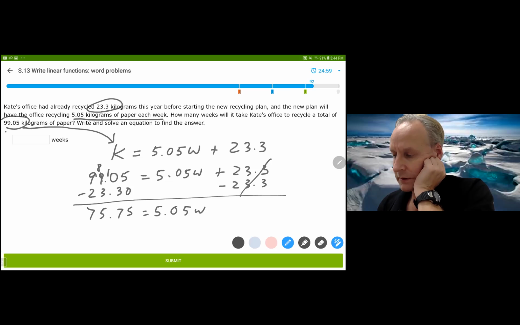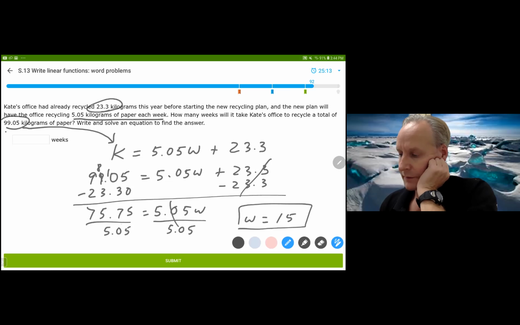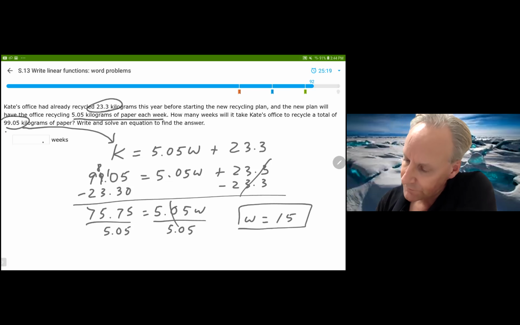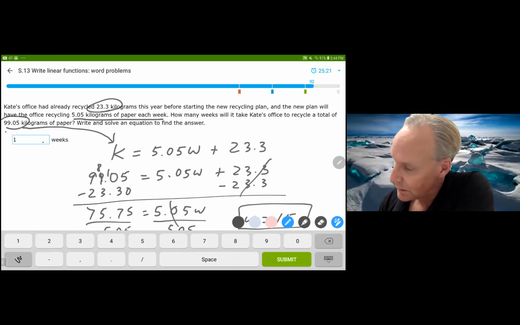5.05W, and when we divide by 5.05, it happens to be 15, and W is equal to 15 weeks. The reason I know that is because 15 times 5 is 75, and it works out really nice. That is 15 weeks.